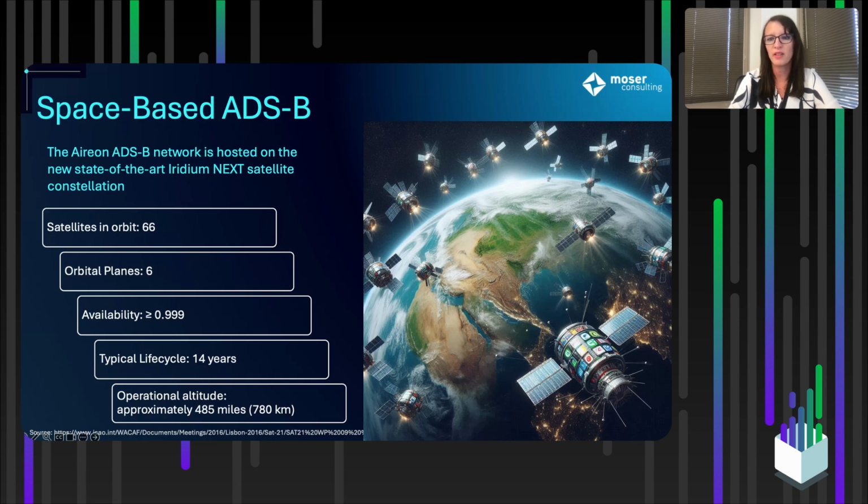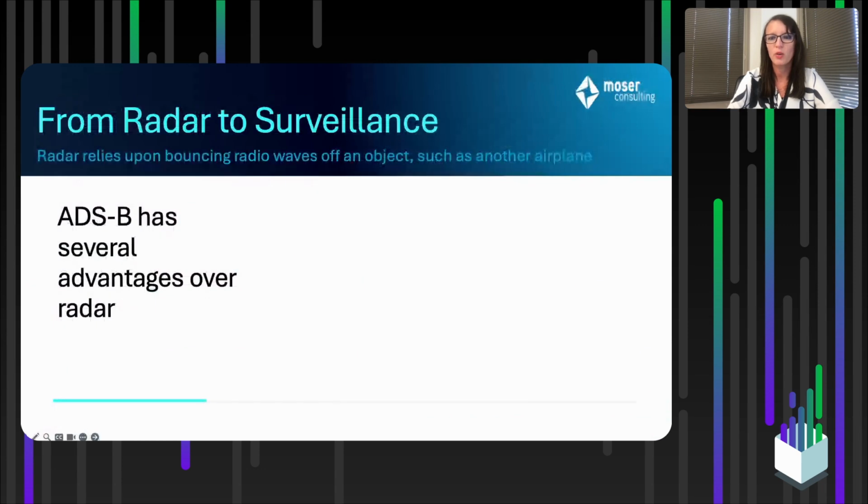Prior to ADS-B, radar was one of the main methods of determining location. Radar relies upon bouncing radio waves off an object like another airplane. ADS-B has several advantages over radar.